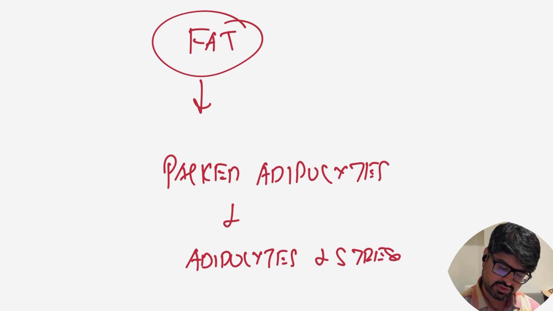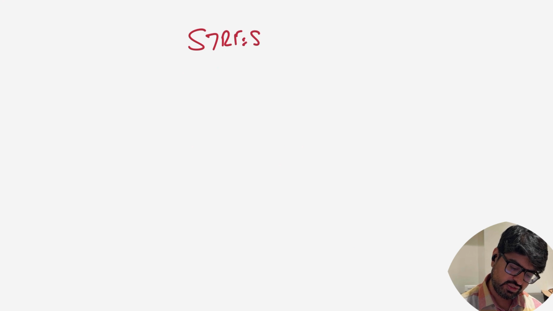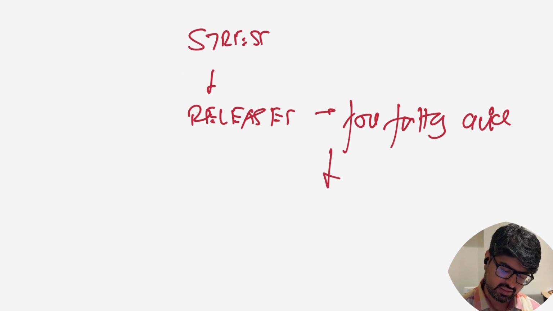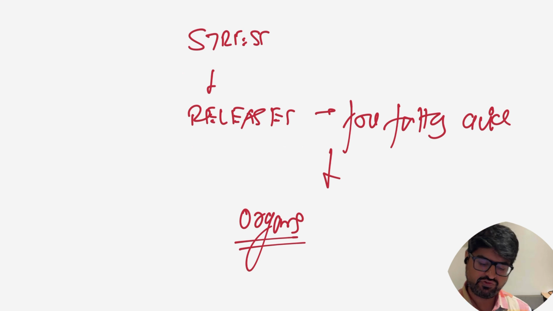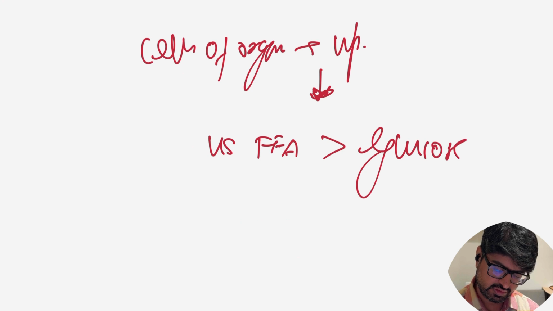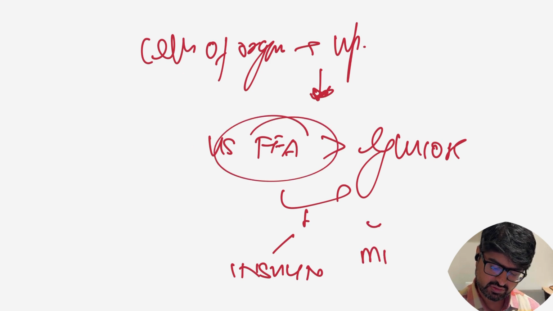Now, if you go further, these adipocytes under stress release this fat into the circulation as free fatty acid, and this free fatty acid starts getting taken up by organs. For example, the liver will start taking up this free fatty acid. When the free fatty acid goes into the organs, the cells start using free fatty acid in preference to glucose. So this leads to two things: insulin resistance, and also, remember, free fatty acid is metabolized by mitochondria, so it leads to mitochondrial dysfunction.